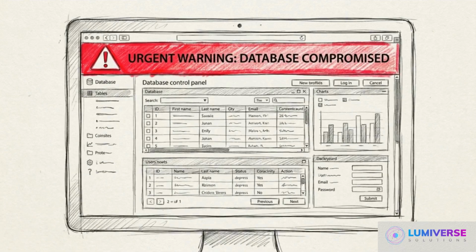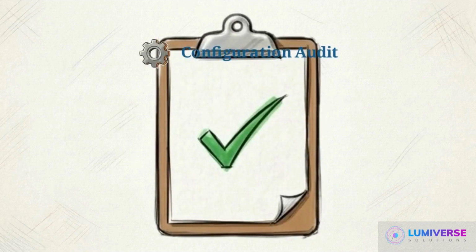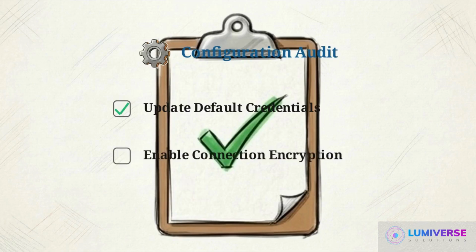Rushed installations often leave default configurations in place, creating our second major vulnerability. Our configuration audit begins on complex, unique values. Next, enable encryption across all connections, protecting data in transit. Finally, apply the principle of least privilege, restricting users to the absolute minimum access required.